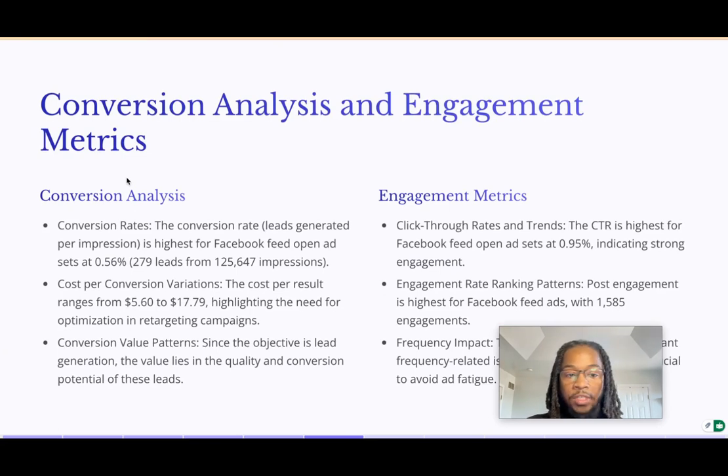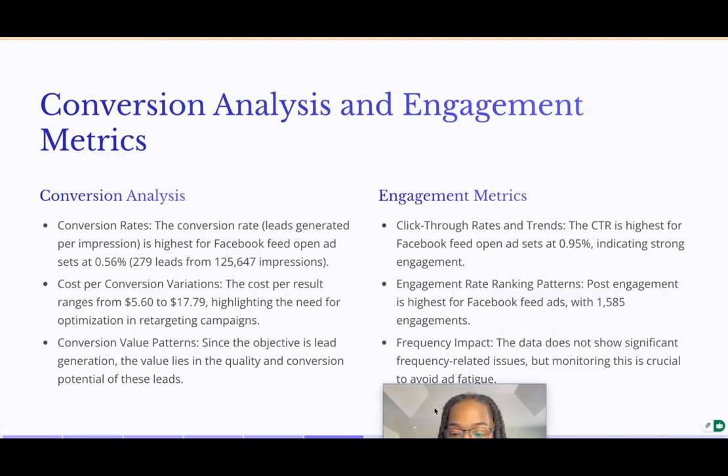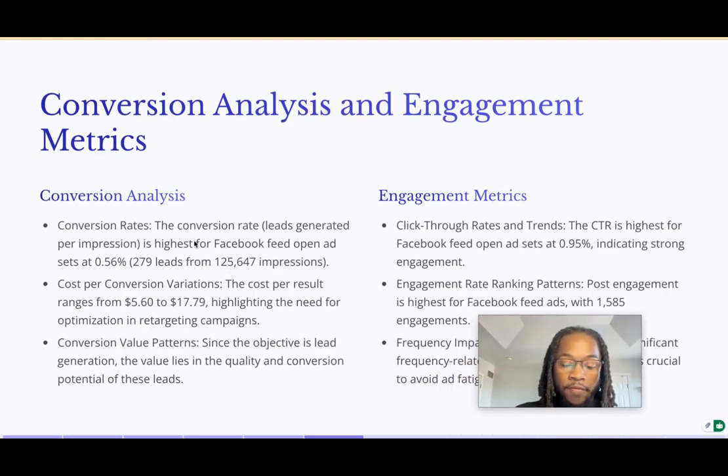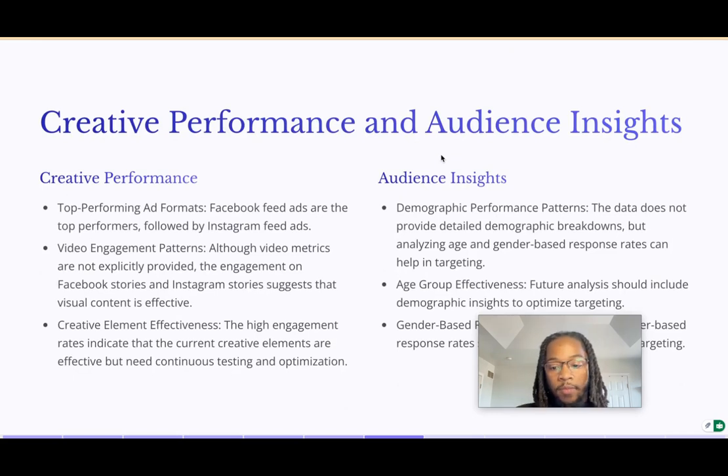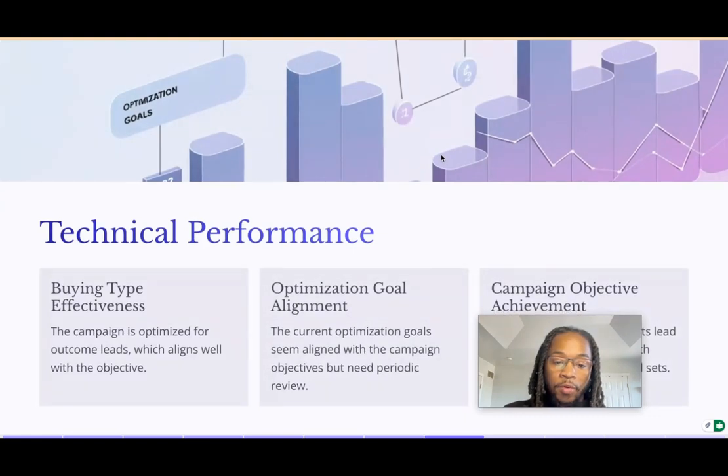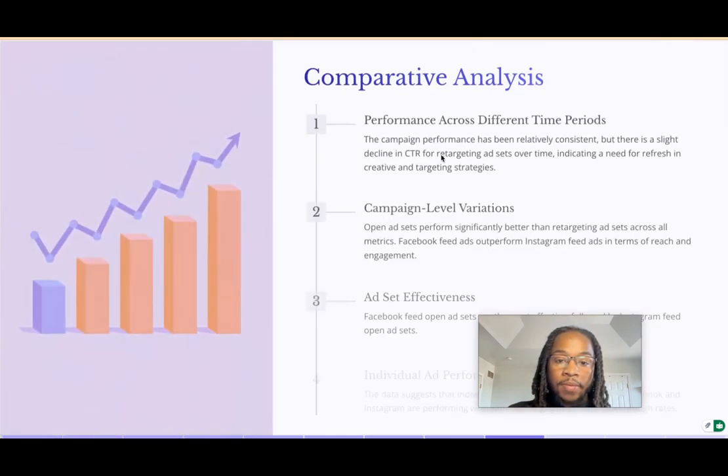Then we have conversion and engagement analysis, click-through rate, engagement rate. We have a frequency impact, and then going over conversion data. Then we have creative performance overall, and then audience insights based on the audiences that were run in a campaign, and then technical performance as far as buying type effectiveness, optimization goals, alignments, and then campaign objective achievement. So did we achieve our campaign goal? What was our optimization goal? And then buying type of the campaign.